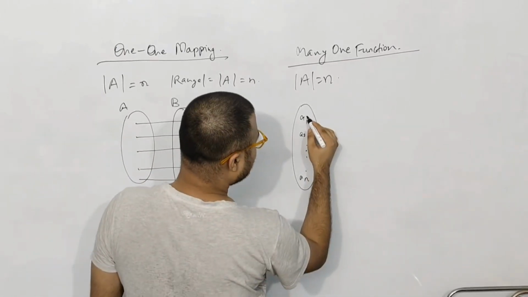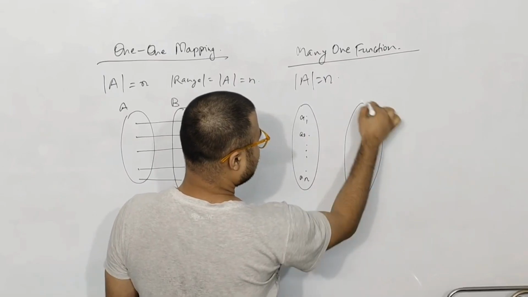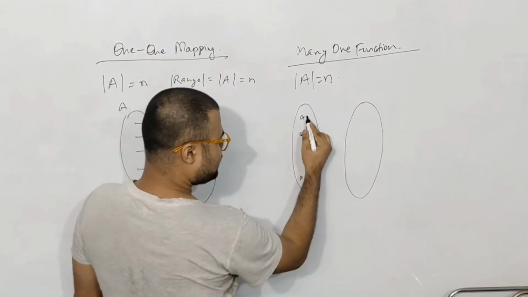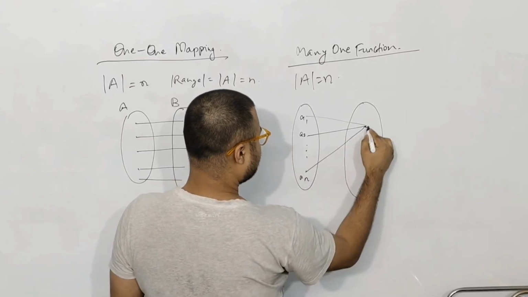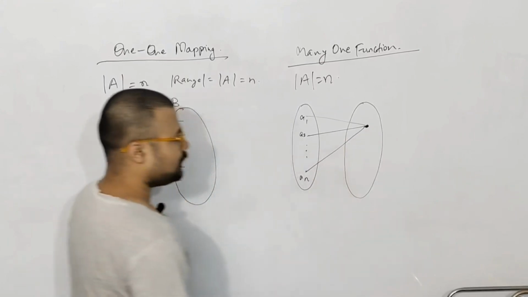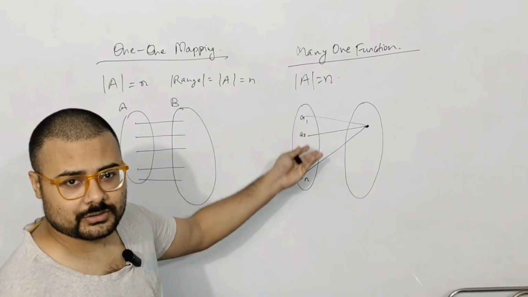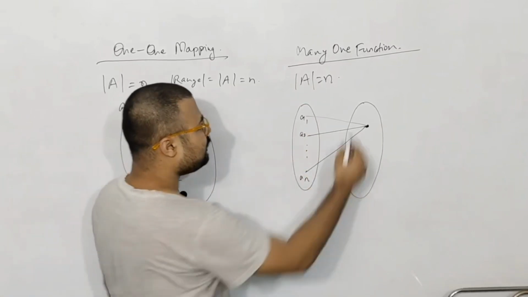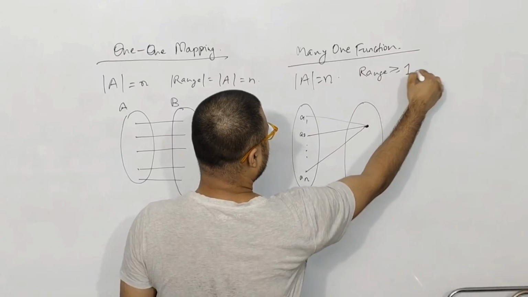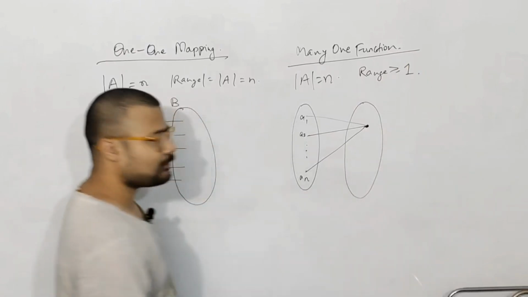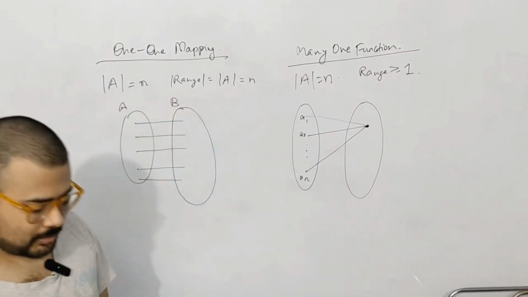Because for smallest element, consider this when all the elements are just mapped to one element. Then this is a many-one function. So in case of many-one function, the range is greater than or equal to 1.